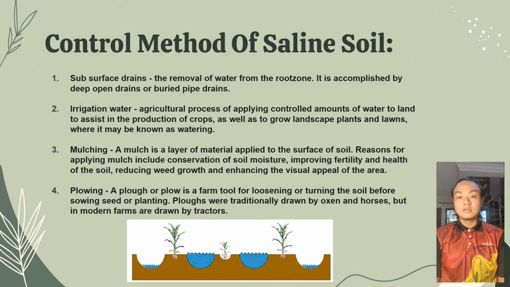Control methods of saline soil. First one is subsurface drains. The removal of water from the root zone is accomplished by deep open drains or buried pipe drains. Second one, irrigation water. It is the agricultural process of applying controlled amounts of water to land to assist in the production of crops, as well as to grow landscape plants and lawns, where it may be known as watering.